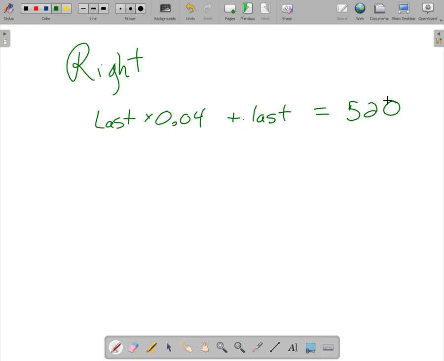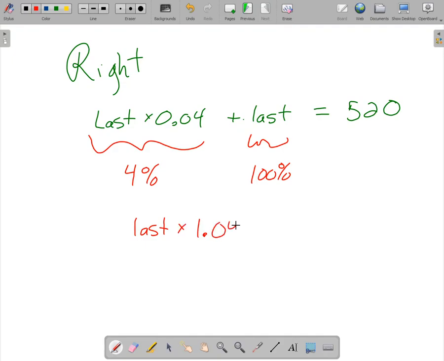Something else, last year's. The thing to note here is that this part right here represents us using 4%, and this part right there represents 100% of the thing we're acting on. So altogether, what's our percentage? 104%. So the other way to think about this is out of 104%. So if we knew last year's price and we multiplied that by 104%, 1.04, that should give us the 520. So this is another way to think about that problem.